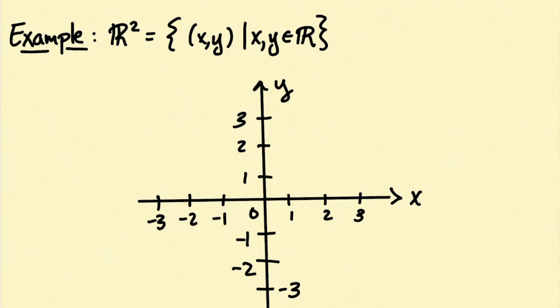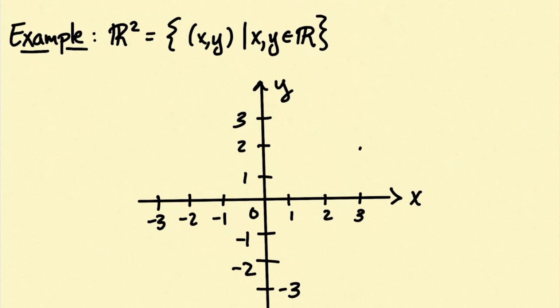Customarily, given two numbers x and y, the element (x, y) in R2 is identified with the point located by starting from the origin, moving x units along the horizontal axis and y units parallel to the vertical axis, or equivalently, y units along the vertical axis and then x units parallel to the horizontal axis.